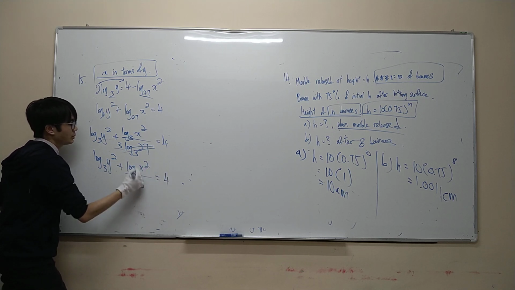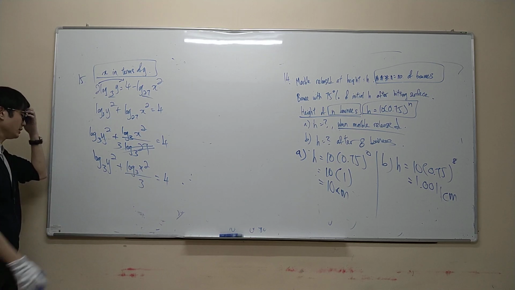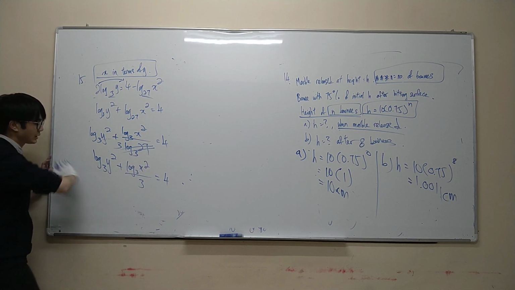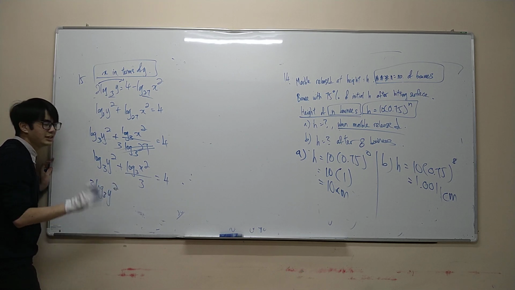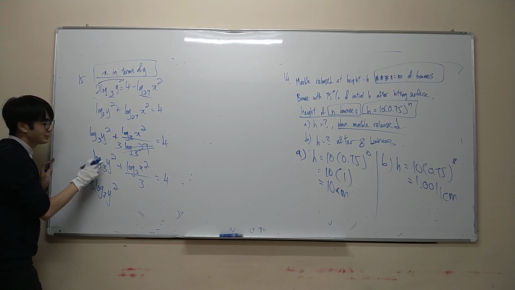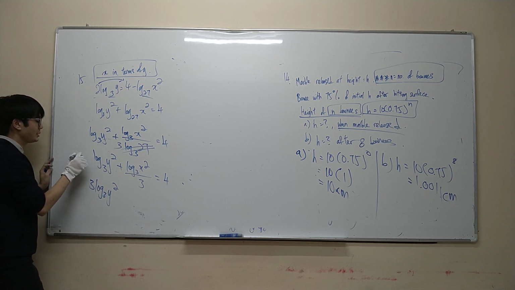Remember, kalau ada fraction, always try to hilangkan fraction. Macam mana? Semua darab 3, times 3, semua times 3. So times 3 jadi apa? 3 log 3y squared. Please don't tell me log 3y squared base 3. Okay, please don't tell me, oh yang ni darab 3 is log 3y squared base 3. There is no such thing.